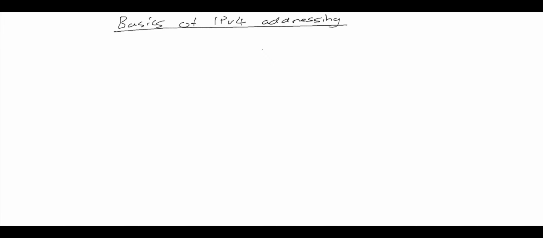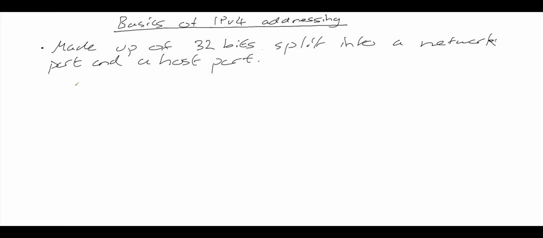In this video tutorial I'm going to be going through the basics of IPv4 addressing. So what does an IPv4 address look like? Well, an IPv4 address is made up of 32 bits which are split into a network part and a host part. And because an IPv4 address uses 32 bits, the address space, or the total number of possible addresses, is limited to 2 to the power of 32 addresses, or just over 4 billion.